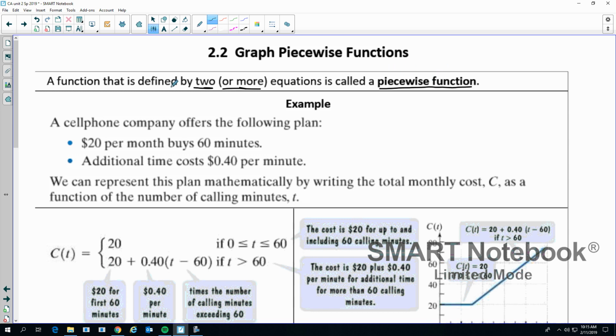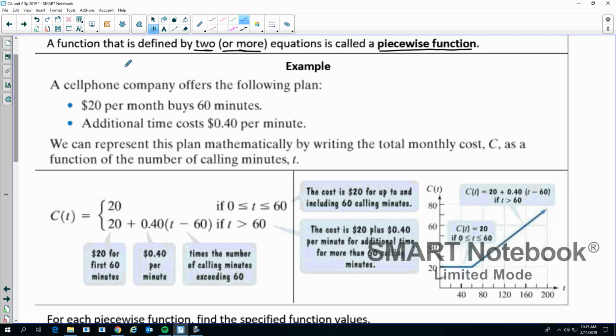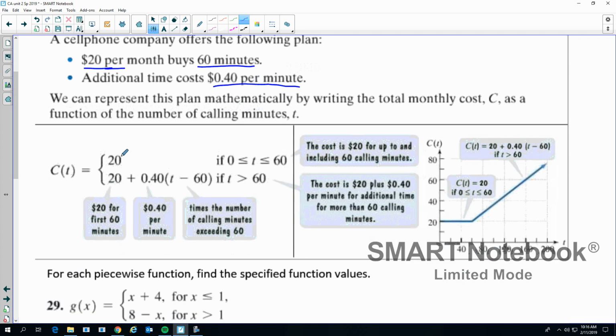That's basically it. So here's a word problem to give you a better idea of how this works. A cell phone company offers the following plan. $20 per month buys you 60 minutes, and then additional time costs 40 cents per minute. So after you surpass the 60 minutes, now you're paying an extra 40 cents per minute. And this is the piecewise function down here. Right here, it's a flat rate of $20, whether you talk 0 minutes or 60 or anywhere in between. Once you go over 60, though, this is the new equation.